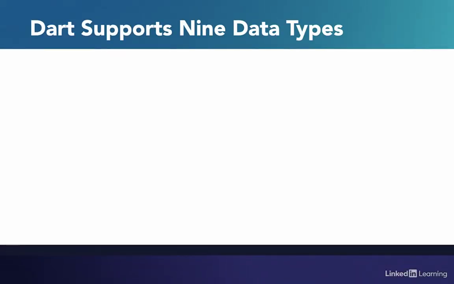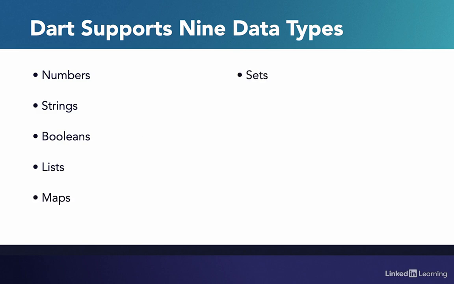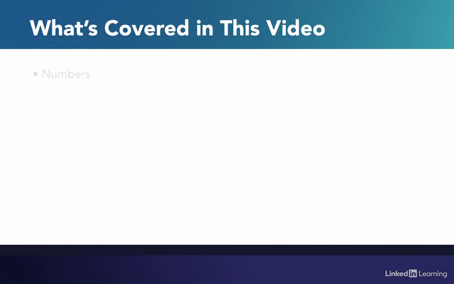The Dart language has built-in support for 9 data types such as numbers, strings, booleans, lists, sets, maps, runes, symbols, and the value of the object null. However, for this course, we will just care about these 5 data types, and this would be enough for us to get started with Flutter.